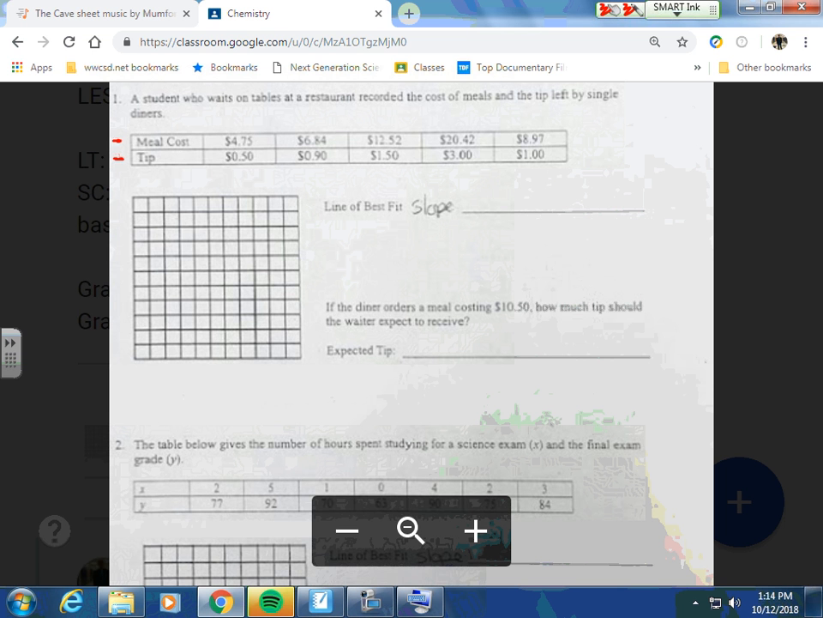I told you guys yesterday we have DRY MIX. Does anybody need this worksheet from yesterday?